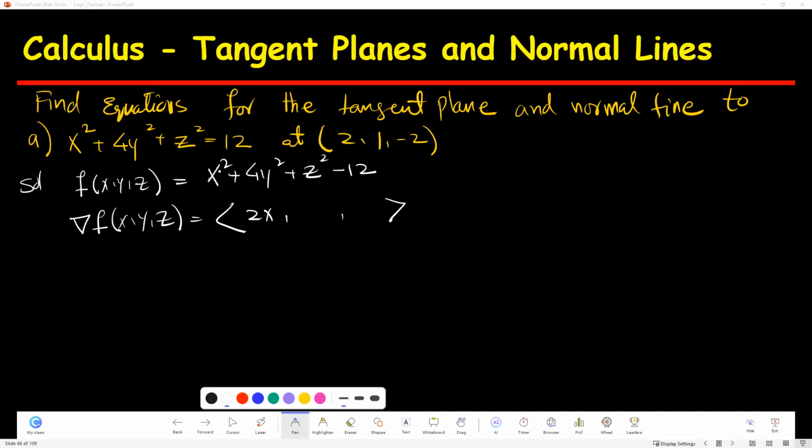When I take y, the x is considered as a 0, the z is considered as 0. Only the center term will be used as a variable. So I'm going to be taking 8y. The third one will be 2z. That's about it. Now, since I need the vector at a particular point, that's why I wrote x naught, y naught, z naught in the definition.